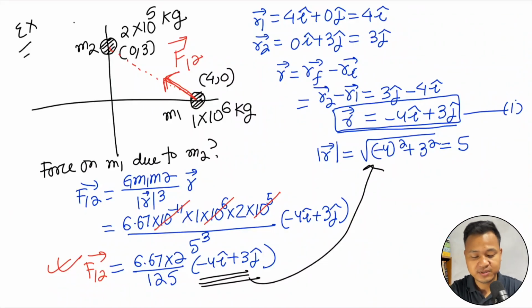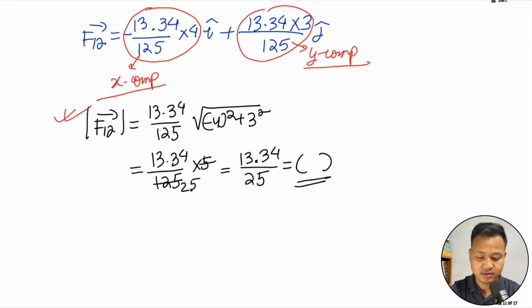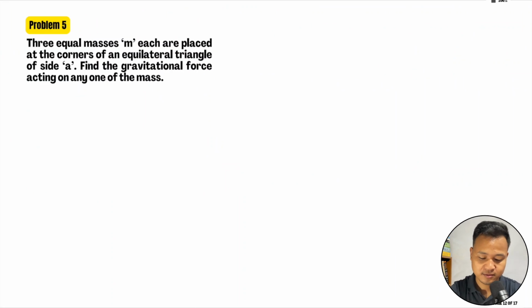In exams, questions on an equilateral triangle or a square may also come. The way to do it is the same: you find the individual forces and then add all of them using vector addition. Solve it now. First question: 3 equal masses of M each are placed at the corners of an equilateral triangle of side A. Find the gravitational force on any one of the masses.